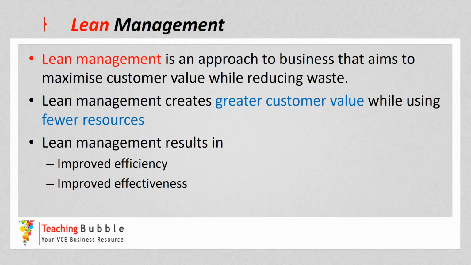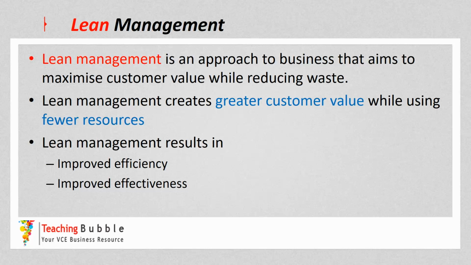So lean management is an approach to business that aims to maximize customer value while reducing waste. So it's not just about reducing waste and costs and those types of things. That's important, but it can't impact the value that it's giving to the customer. At the end of the day, it's based on two things: maximizing customer value and reducing wastage. And lean management creates greater customer value while using fewer resources. That's the whole purpose of it.